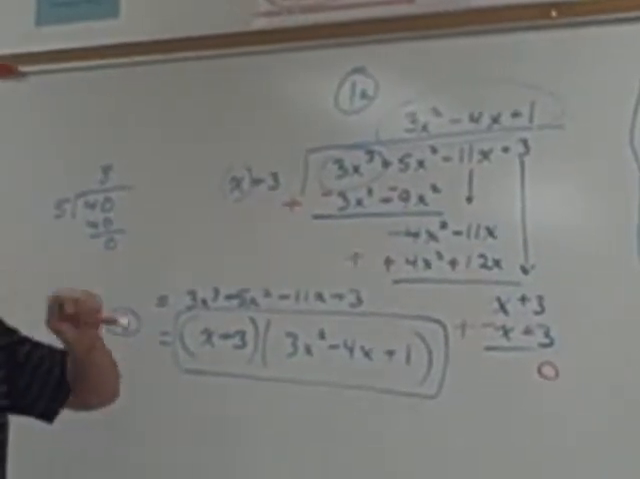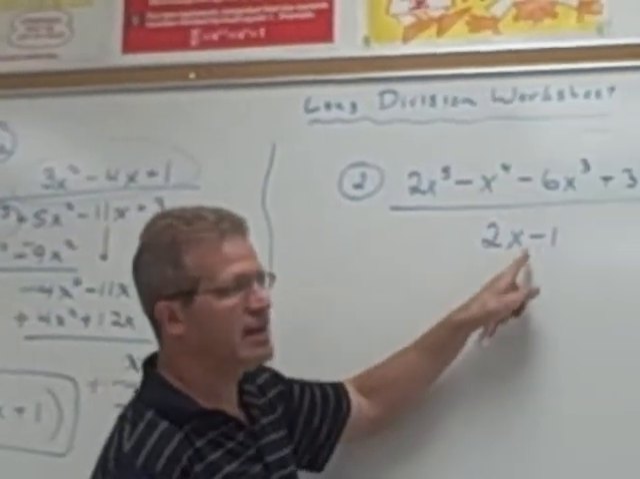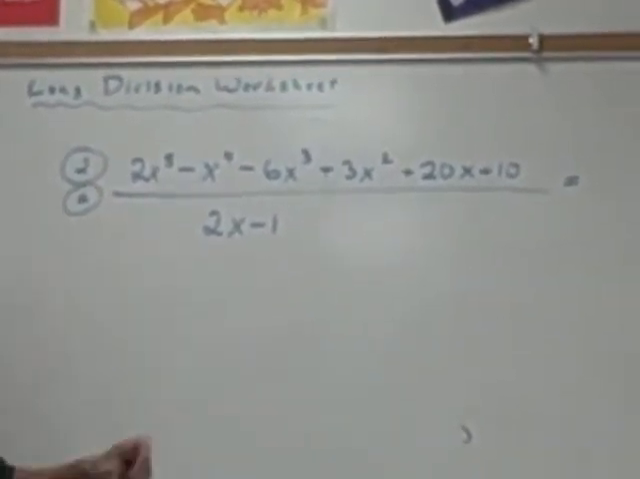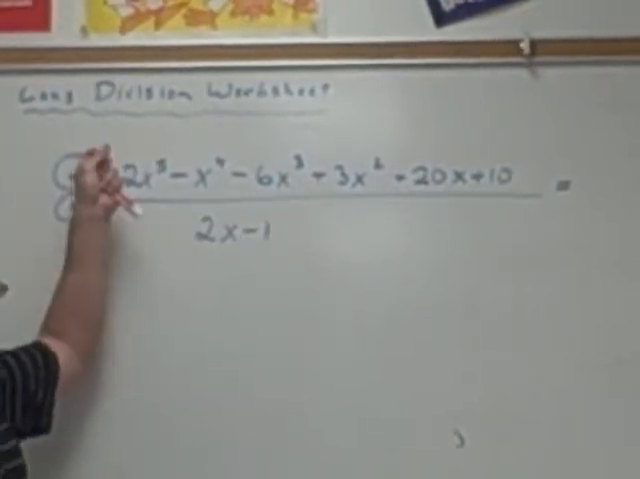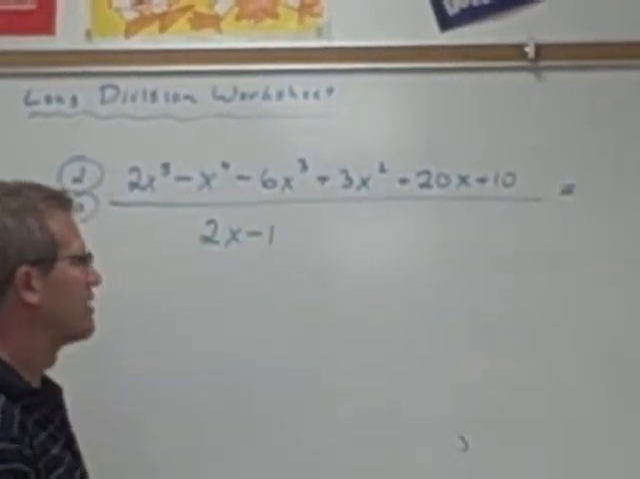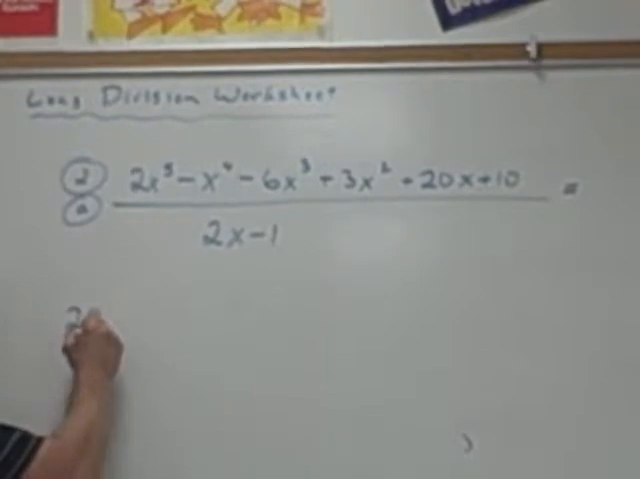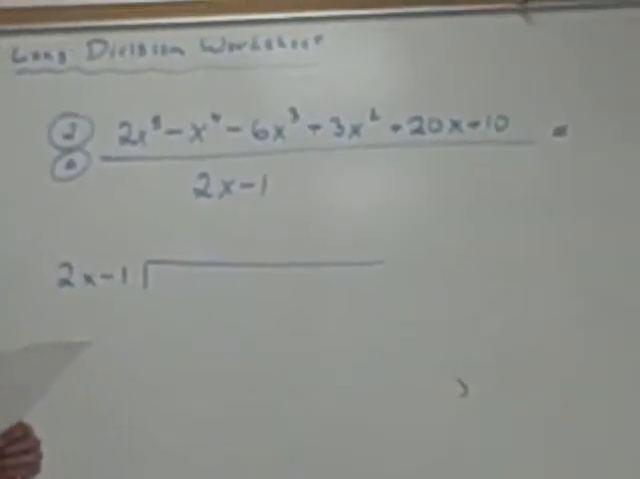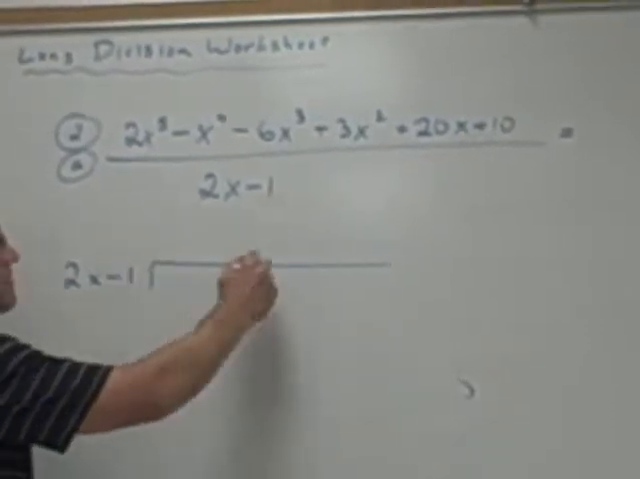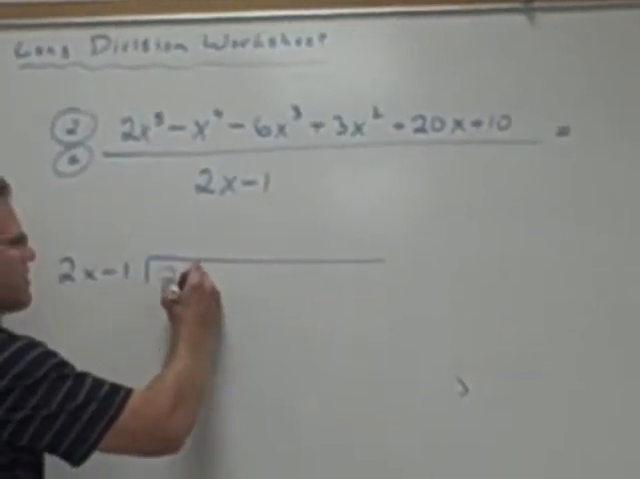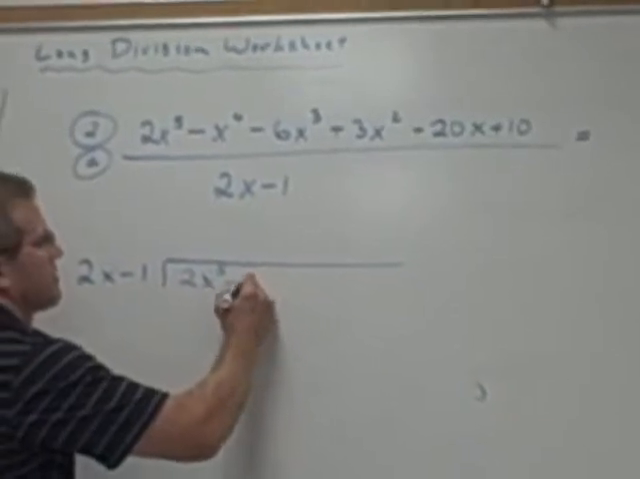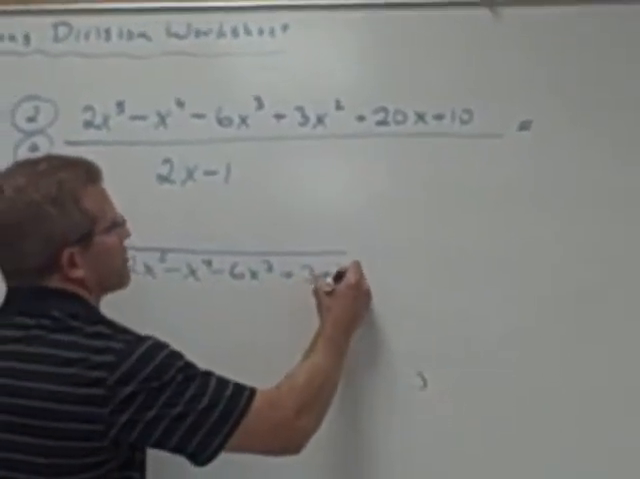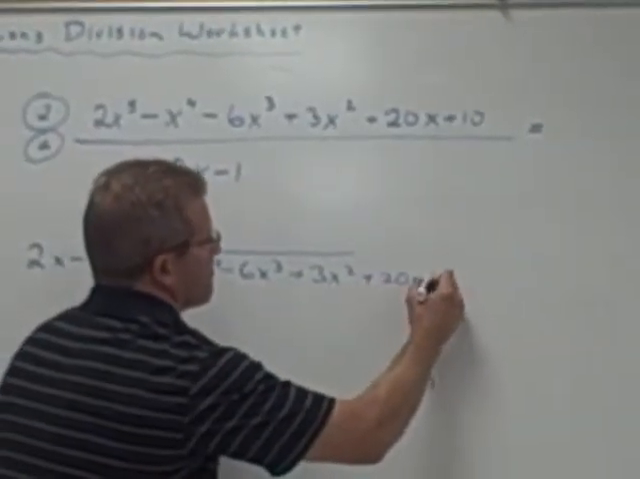So what we're going to do here is go ahead and divide on 2A. And if I get a remainder of 0, then I'll know 2x minus 1 is a factor of this big polynomial up here. So to do this, we set it up like this. 2x minus 1. This is your work that you're going to show for 2A. And underneath the division symbol, you're going to have 2x to the 5th minus x to the 4th minus 6x cubed plus 3x squared plus 20x plus 10.